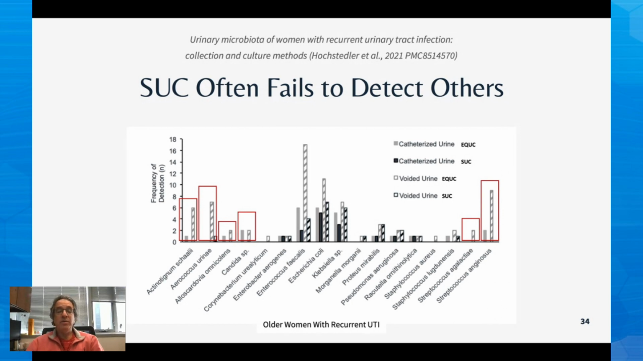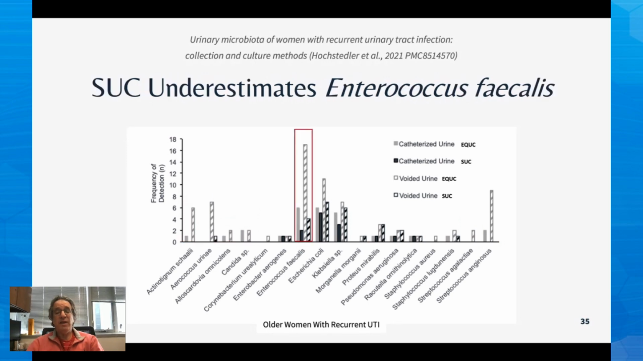And now I want to point you to an organism that you're probably all familiar with, considered to be a typical uropathogen, and I'm going to show you that SUC can detect it, but it doesn't do it often enough. And that's Enterococcus faecalis. Look at this, right? Here's cath urines, and SUC detected E. faecalis, but it missed it most of the time in the cath urine, and it did a very poor job of detecting it in the voided urine. Okay, so that means that someone using the typical clin lab test would underestimate the presence of Enterococcus faecalis.